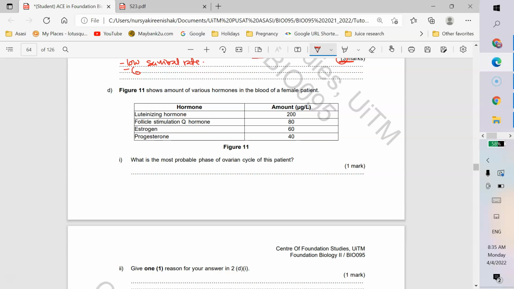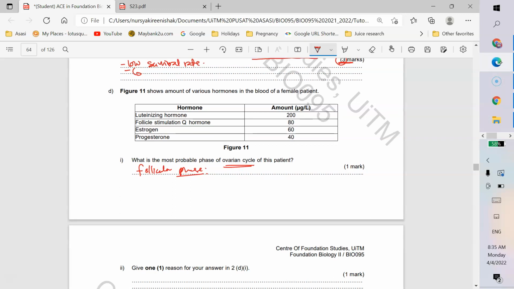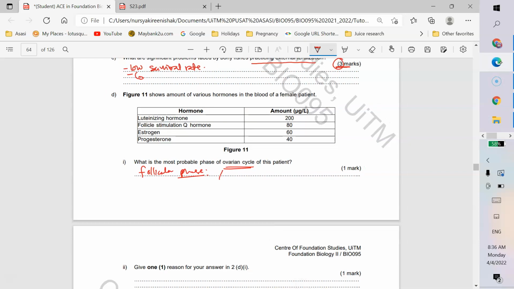Okay. So follicular phase ni dia adalah phase yang berlaku dalam cycle apa? Jawapan betul dah, follicular. Follicular phase adalah phase yang berlaku dalam cycle yang mana? Oh, dia dah cakap kat sini ovarian cycle. Okay. Ovarian cycle dia ada dua phase kan, follicular phase and also the other one is apa dia? Luteal phase. Okay.